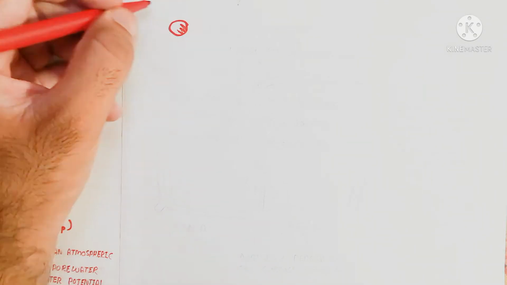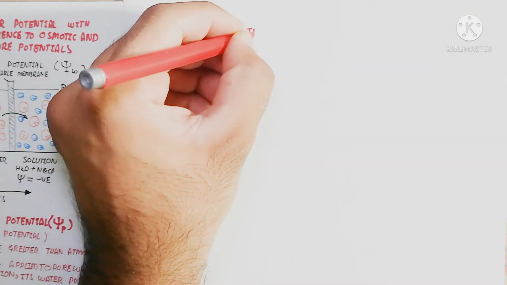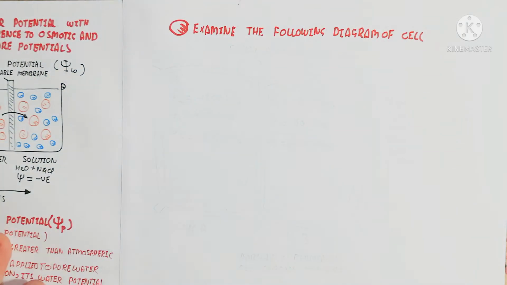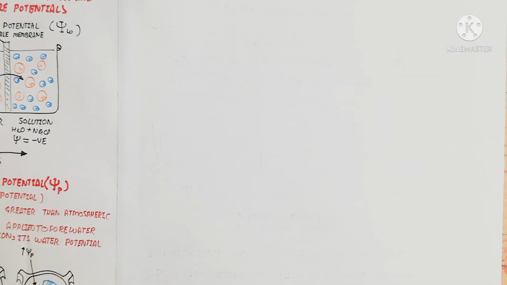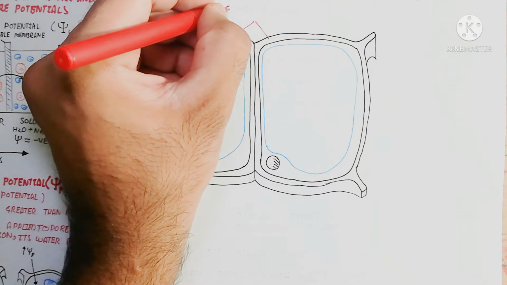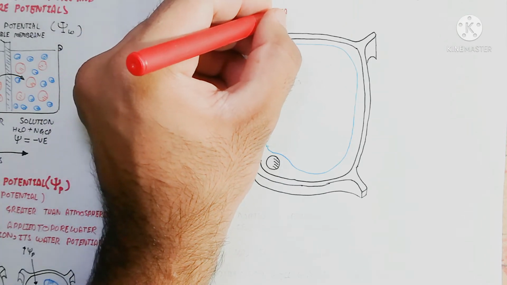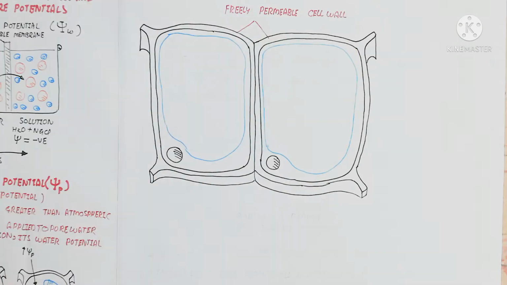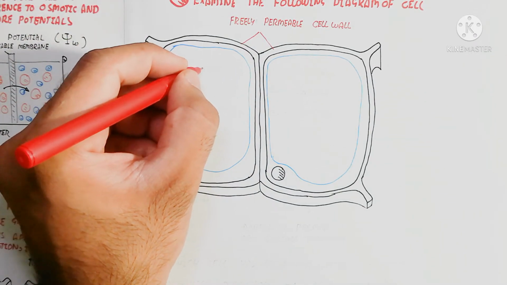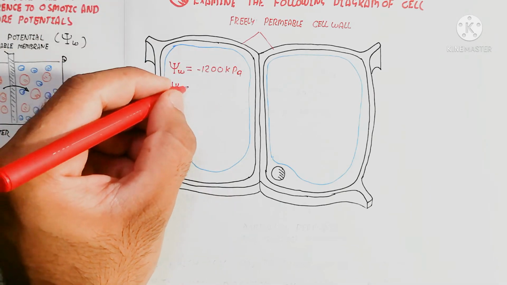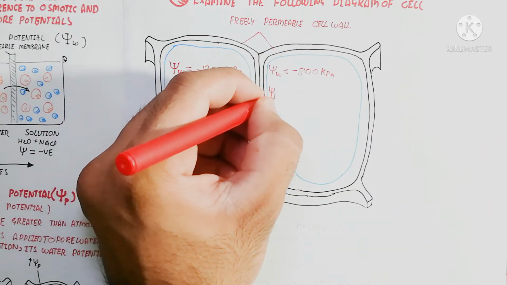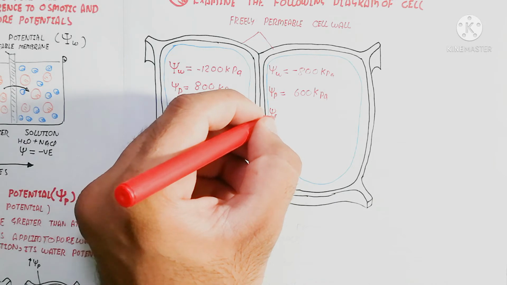So let's examine the following diagram of cells to understand what water potential is, and I am asking a question about that so you can understand easily. If you have any concept about that, then you can solve this problem easily. So here I am drawing two adjacent cells, cell A and cell B, with freely permeable cell walls, for example. Between cell A and cell B is the partially permeable cell surface membrane. So what does that mean?